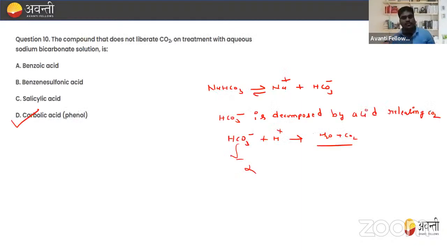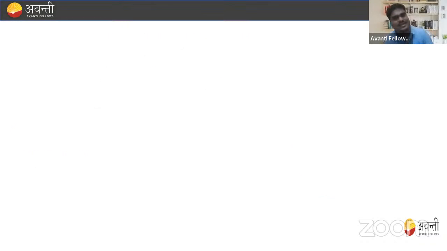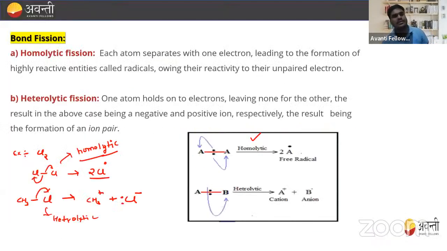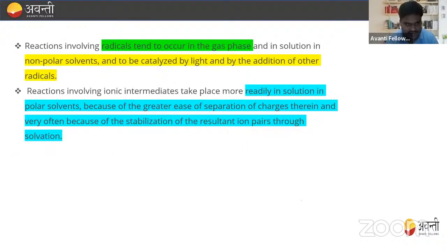We have already covered lots of questions related to this chapter, all these 10 questions from this chapter. Now quickly revise all of this. The important note here is bond fission, that is, homolytic and heterolytic fission. Homolytic fission takes place between two atoms having the same electronegativity, and heterolytic fission takes place between two atoms having different electronegativity.